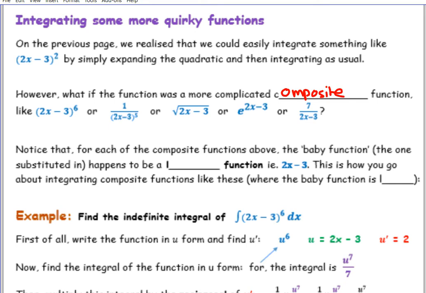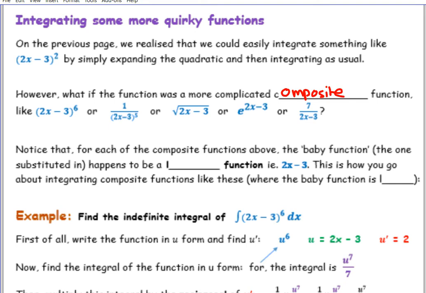Okay, so however, what if the function was a more complicated composite function? As I said, this is probably one of the yuckiest topics in here right now. So notice that for each of the composite functions above, the baby function, remember my nickname for the function inside the function, the one that was subbed in, happens to be R.